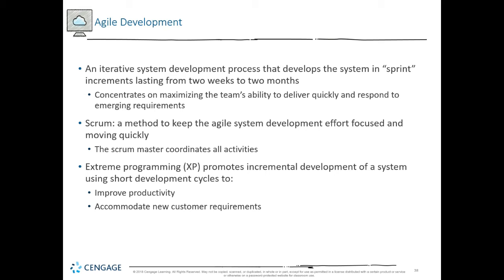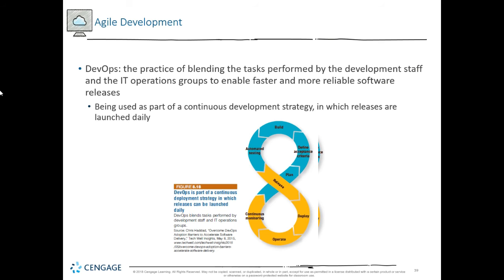Extreme Programming, XP, promotes the incremental development of a system using short development cycles to improve productivity and accommodate new customer requirements. DevOps is the practice of blending the tasks performed by the development staff and the IT operations group to enable faster and more reliable software releases. It is used as part of a continuous deployment strategy in which releases are launched daily. Figure 8.18. DevOps is part of the continuous deployment strategy in which releases can be launched daily.